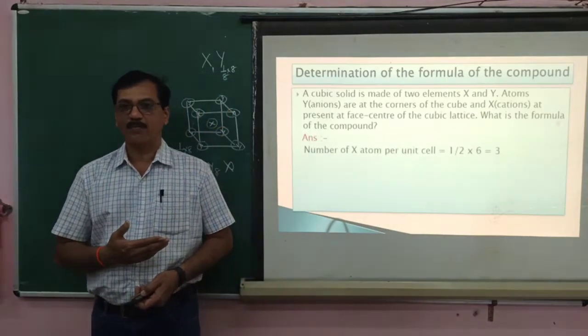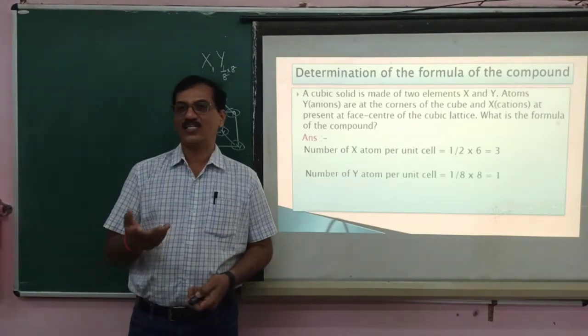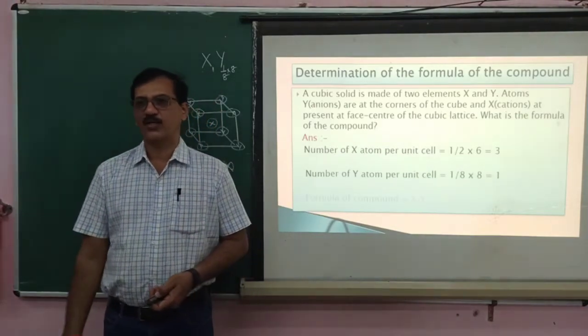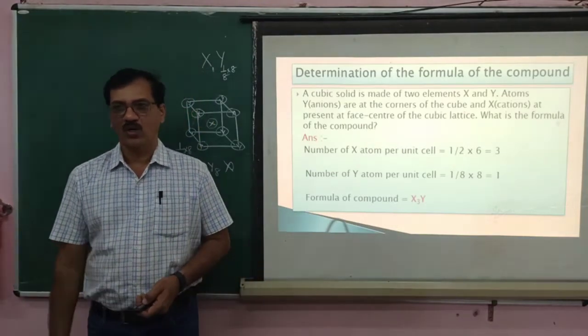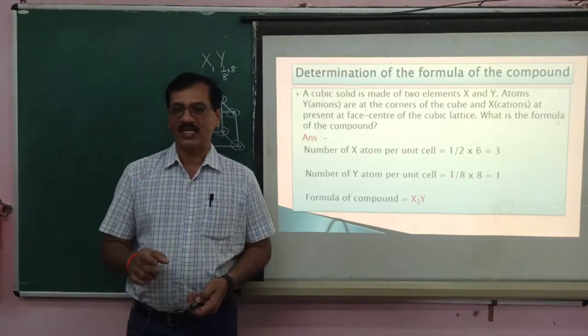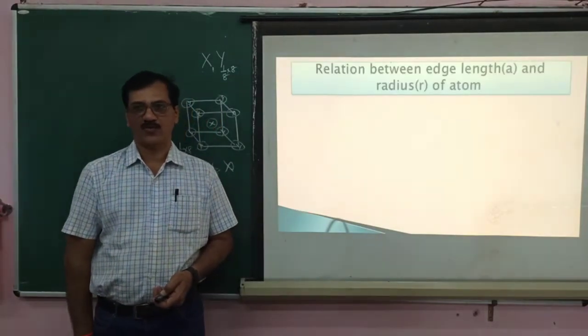So the number of X per unit cell is half of 6, that is 3. The number of Y is 1/8 of 8, that is 1. Therefore, the formula is X3Y. So, understand the sentences clearly and then determine the formula of it.